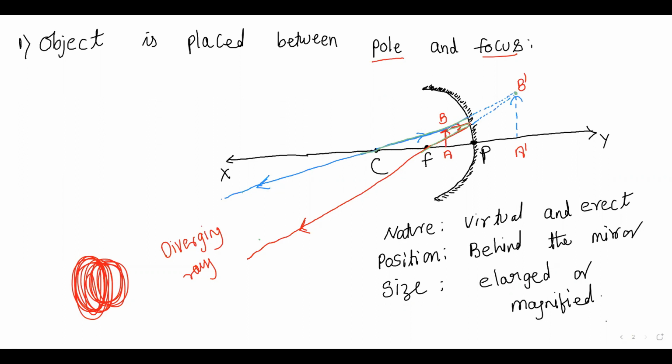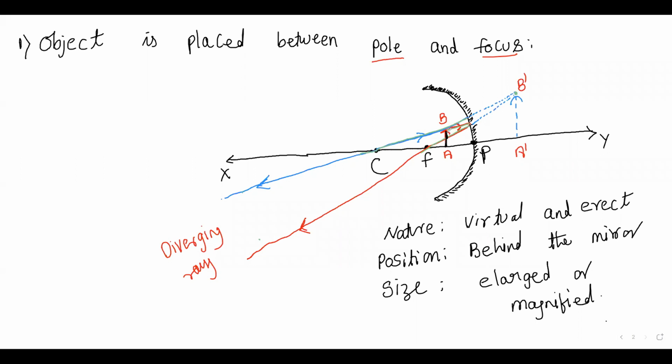Why? Because object size is small, whereas image size is big. Whenever the image is bigger than the object, we call it an enlarged or magnified image. Understood? So at the end of the ray diagram, you need to tell about the nature of the image, position of the image, and size of the image.